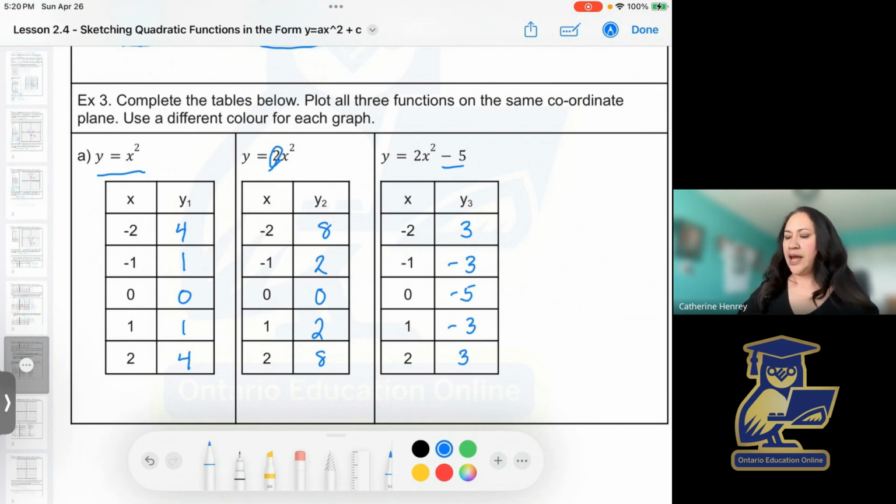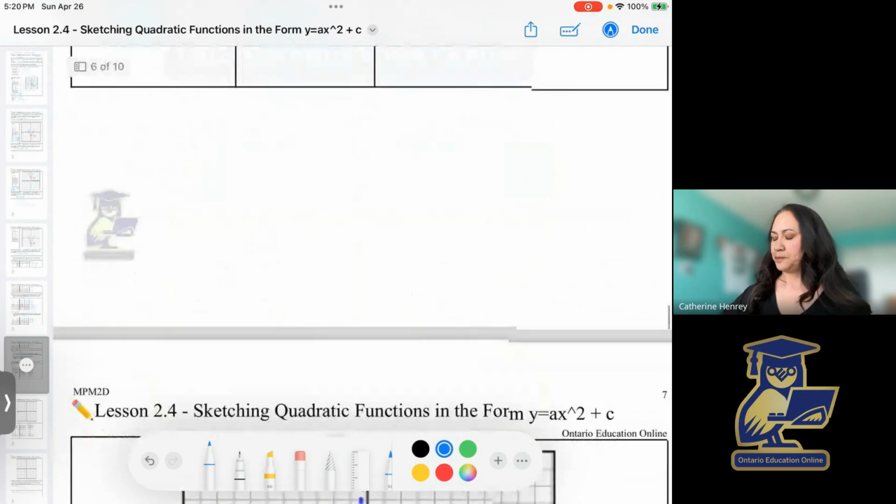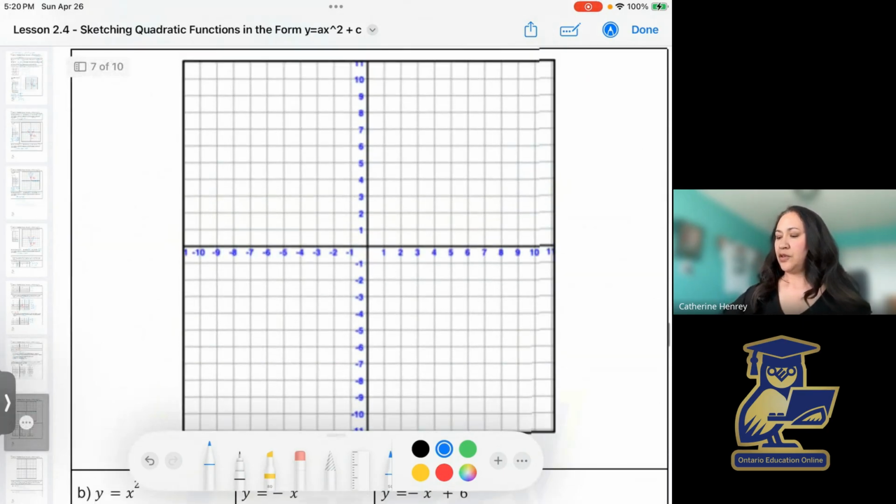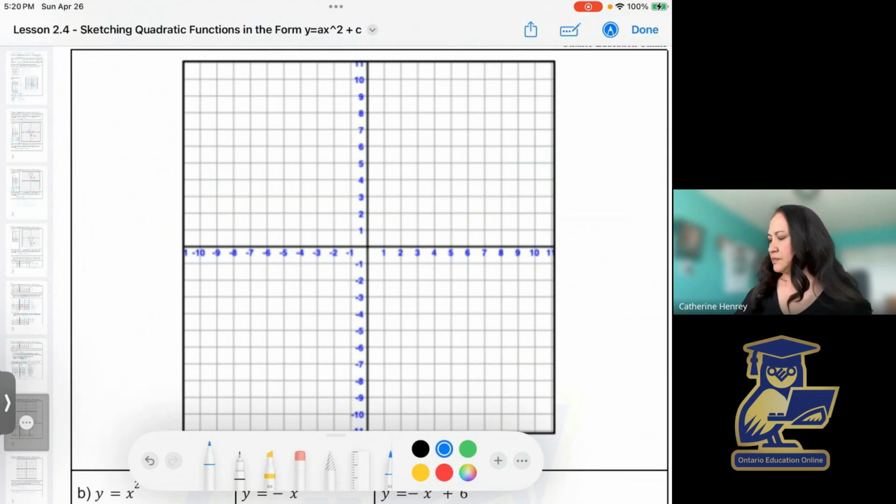So we want to go ahead and graph all of these on the same set of axes so that we can see the difference in the transformations. Again, if you feel comfortable doing it here, you go ahead and do it by hand. But if you would like to do it on Desmos, go right ahead and then upload a picture of that to this document. So let's see how well I do here.